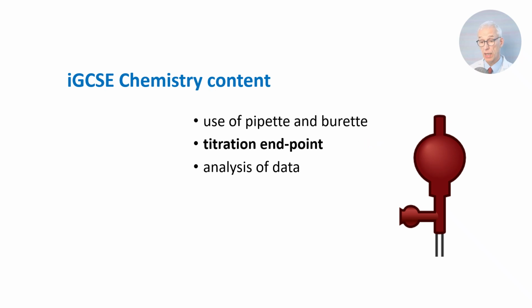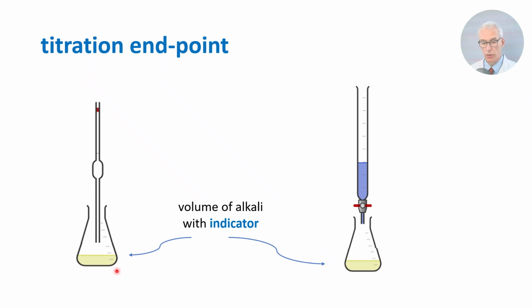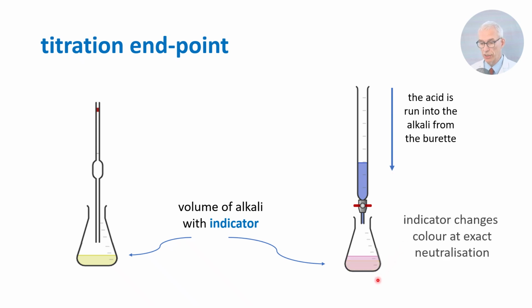What is meant by a titration or indicator endpoint? We take the volume of alkali with indicator in a conical flask and place it under a burette containing some dilute acid, for example, and we run the acid into the alkali from the burette. Now, the indicator is chosen so that there's a color change at exact neutralization.